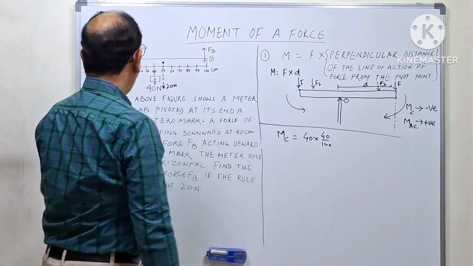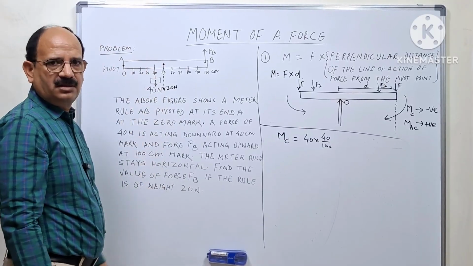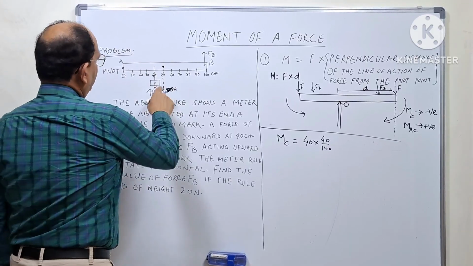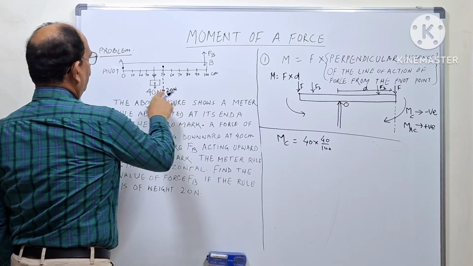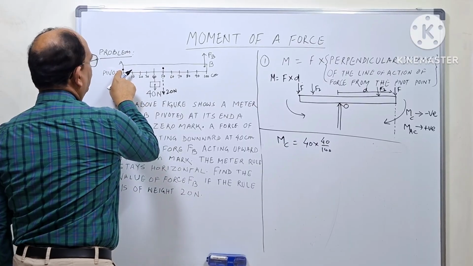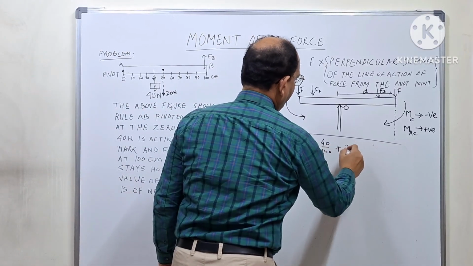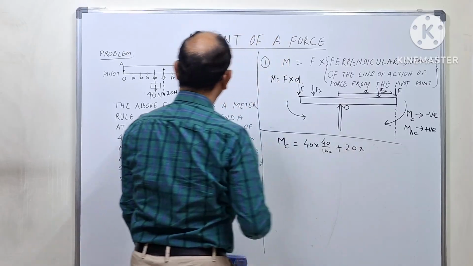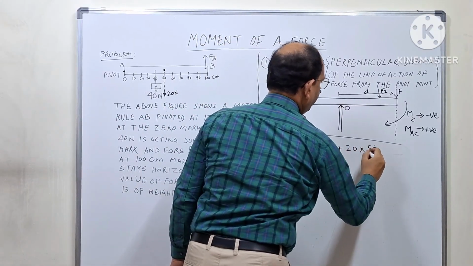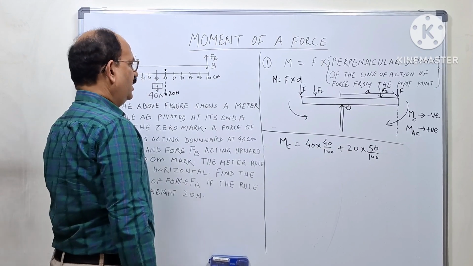Right. What about this one, the weight of the meter rule? That will also try bringing it in this clockwise direction. Right. Now the force is 20 Newton. What is the distance of line of action of this 20 Newton force from the pivot point? This is 50 centimeter. So we can write this as 20 Newton multiplied by 50 by 100. Correct?